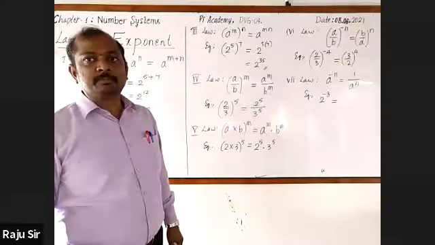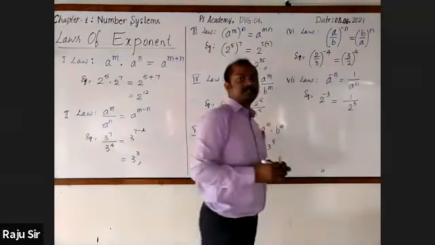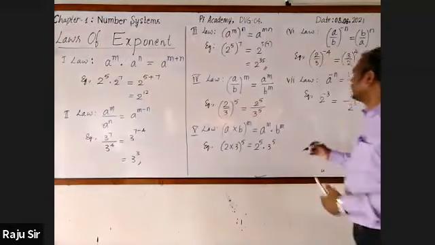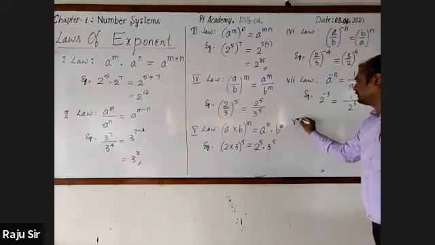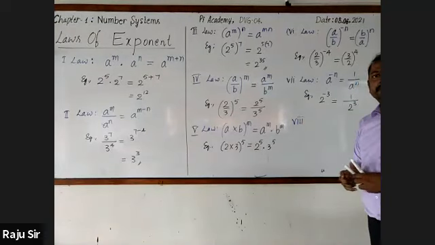2 raised to the power minus 3 can be written as 1 by 2 raised to the power plus 3, which is 1 by 8. Next, the last one will be clear. So many are there, but these are enough. Now, the 8th one.